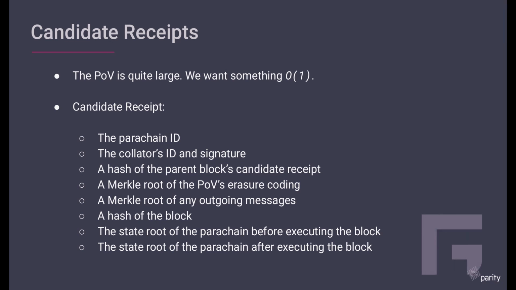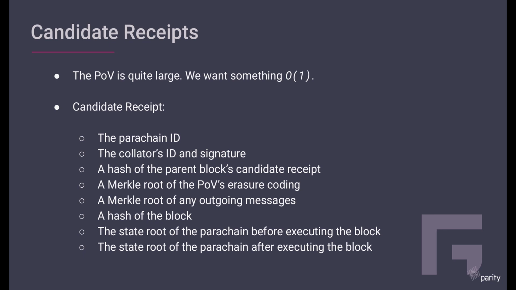A proof of validity is really big, and we want something that's constant size. A proof of validity that just modifies one storage item might not be that big, but we really don't want the size of these candidate receipts that are going into the relay chain block to vary based on whatever state transition happened in the parachain. We want them to just be the same no matter what happened, no matter how big that state transition was.